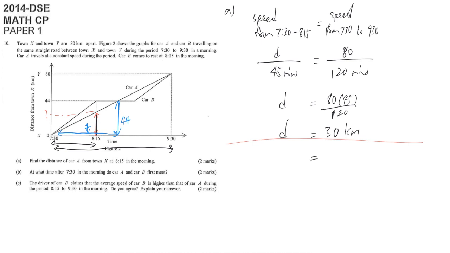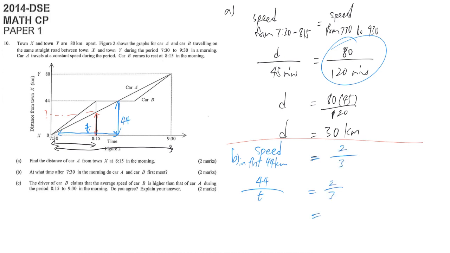Again, we are going to use the same logic. The speed is constant for car A. Now the time we do not know, but the speed in the first 44 km, it's the distance 44 km divided by the time we want to know. That's why it's unknown at this moment. And then the speed we just found is 2/3. And the unit is in minutes, don't forget it. So if we calculate, we get T is equal to 66 minutes.